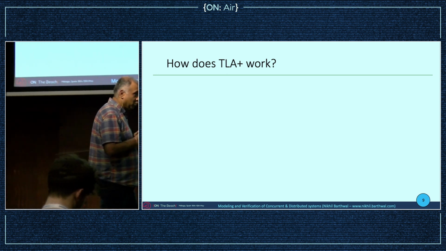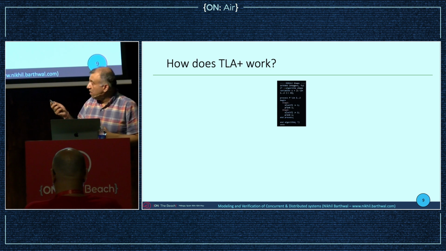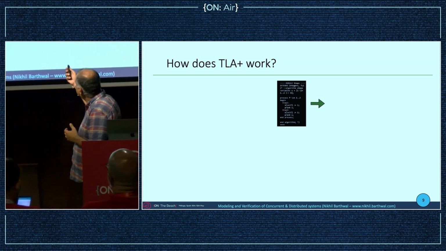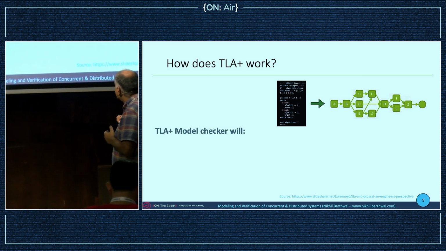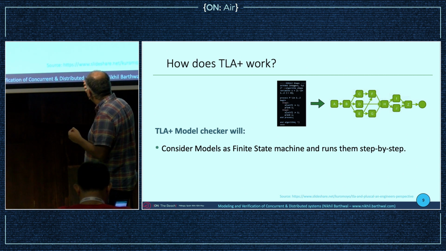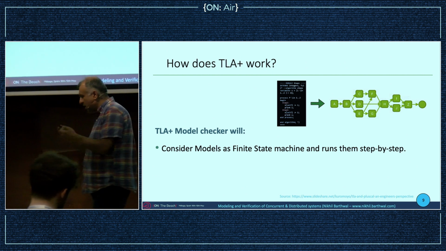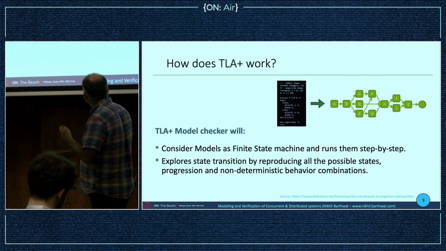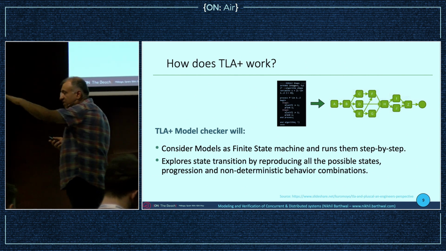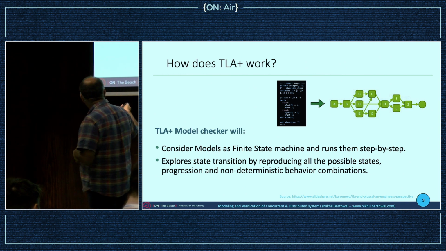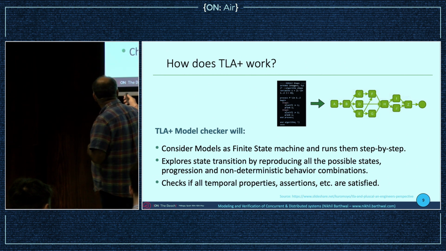So how does TLA+ work? The way it works is that this is a sample code, right? It gets translated into a state machine. And the TLA model checker will basically treat the state machine and run it through step by step. It runs them in parallel because it has to model multiple threads running. It explores the transitions across all possible states. So this is where all the border and edge cases that I'm talking about are handled. There are non-deterministic behavior combinations. I'll cover that also. And it checks all the temporal properties.